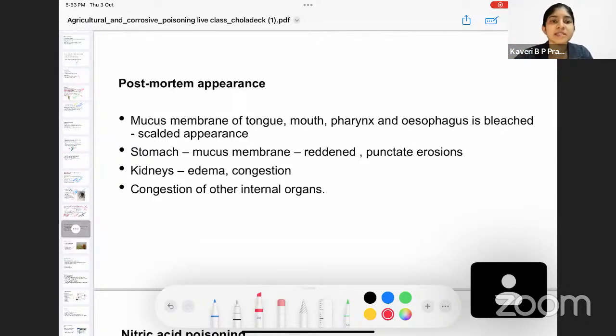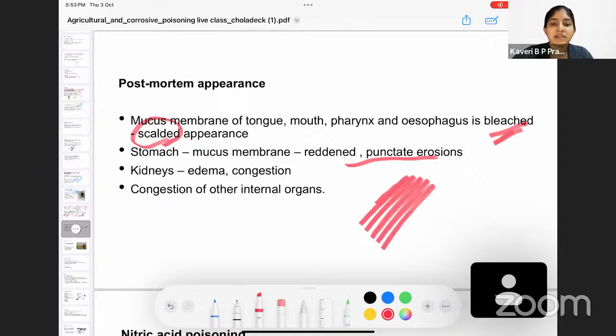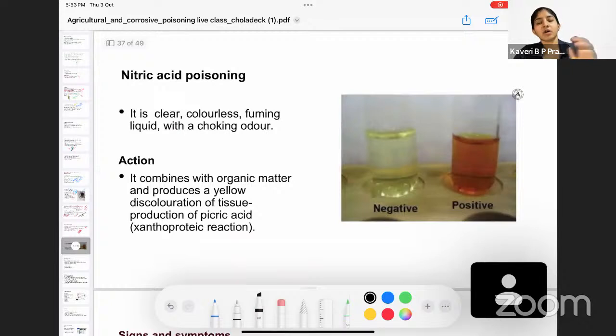Coming to the post-mortem appearance, the mucous membrane of the tongue, mouth, pharynx, esophagus, that is basically the GIT, is bleached and there is a scalded appearance. What is that scalded appearance and bleached? When you look at it, it's going to be very pale and it is going to look like a very ragged surface, a severely injured appearance. In the stomach also, the mucous membrane is reddened with punctate erosions. That is, it is going to be reddened like this, and there are spots of hemorrhages that will be seen. In the kidneys, there is edema and congestion, and there is also congestion of other internal organs. So congestion is a common feature seen in all the organs when a case of poisoning comes.